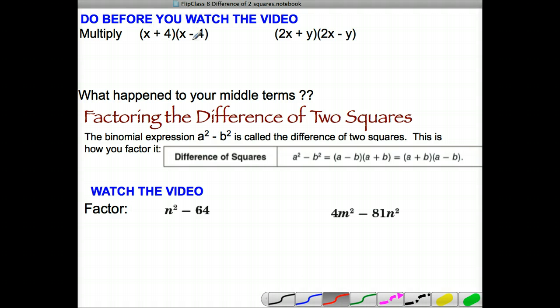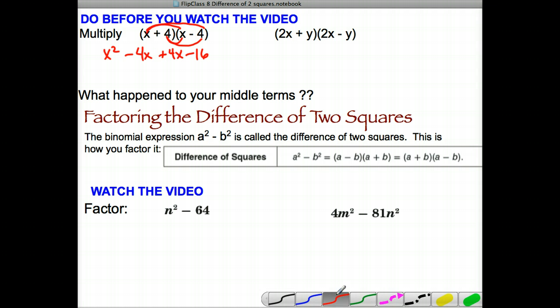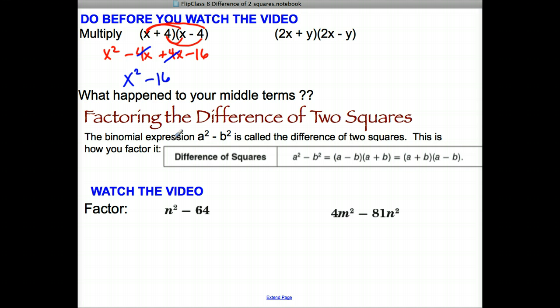So if I FOIL this out, or use the grid method, whichever way I can multiply two binomials, I do x times x is x squared, x times negative 4 is minus 4x, 4 times x is a positive 4x. 4 times negative 4 is a minus 16. Alright, and then when I simplify this, I have negative 4x and a 4x. Those are like terms. They're equal and opposite. So those cancel each other out. Right? Negative 4x and a 4x cancel each other out. It leaves me with just an x squared minus 16.